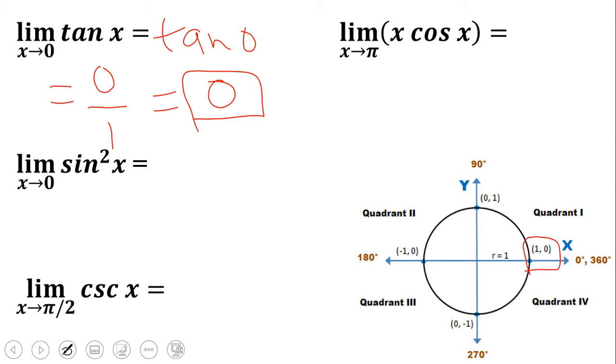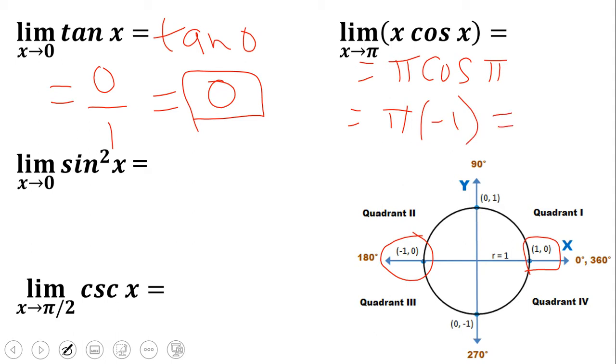For the top right, the limit as x goes to pi of x cosine of x, again, you're going to try to just plug in a pi everywhere there's an x. So pi is just a pi. To find the cosine of pi, you would go over to where pi is located. The cosine is, of course, the x value. So the x value of that ordered pair is -1. -1 times pi is -pi.